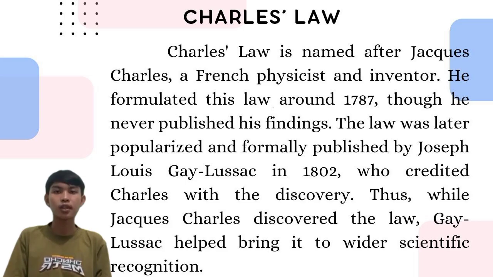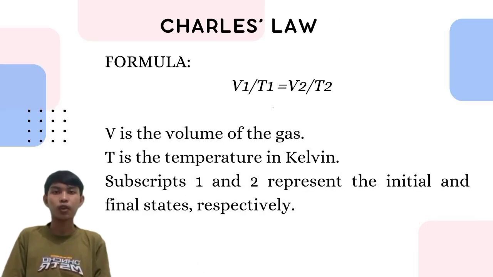Charles' law is named after Jacques Charles, a French physicist and inventor. He formulated this law around 1787, though he never published his findings. The law was later popularized and formally published by Joseph Louis Gay-Lussac in 1802, who credited Charles with the discovery. Thus, while Jacques Charles discovered the law, Gay-Lussac helped bring it to wider scientific recognition. Formula: V1 over T1 equals V2 over T2. V is the volume of the gas, T is the temperature in Kelvin. Subscripts 1 and 2 represent the initial and final states, respectively.